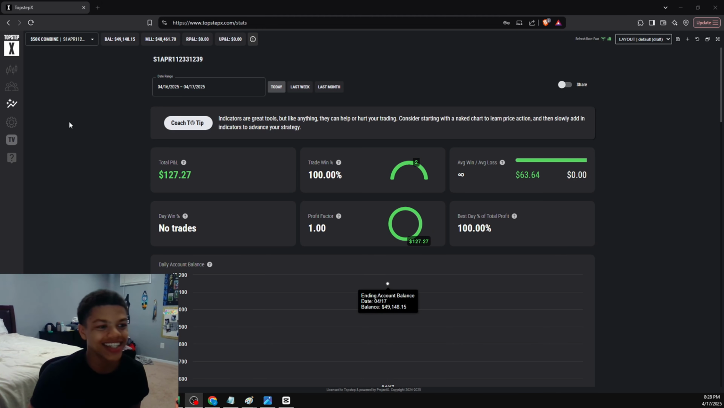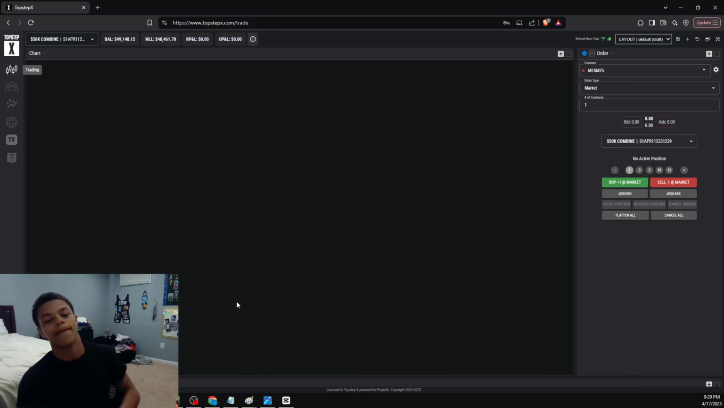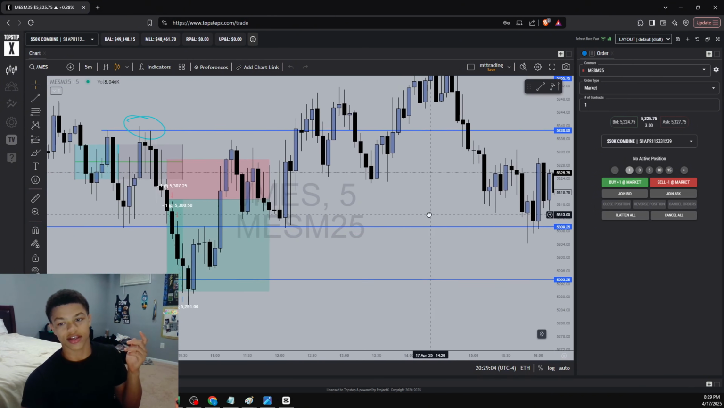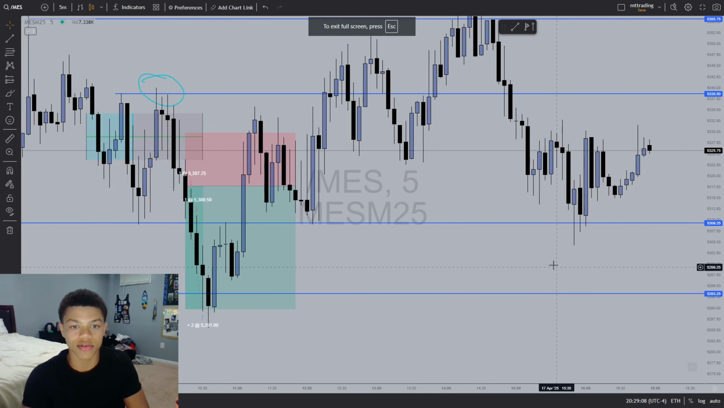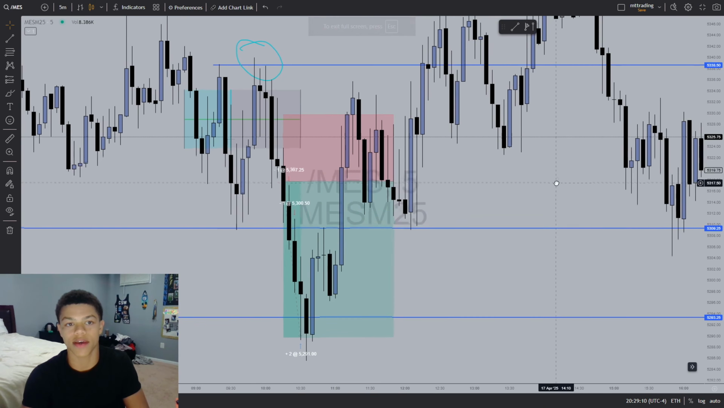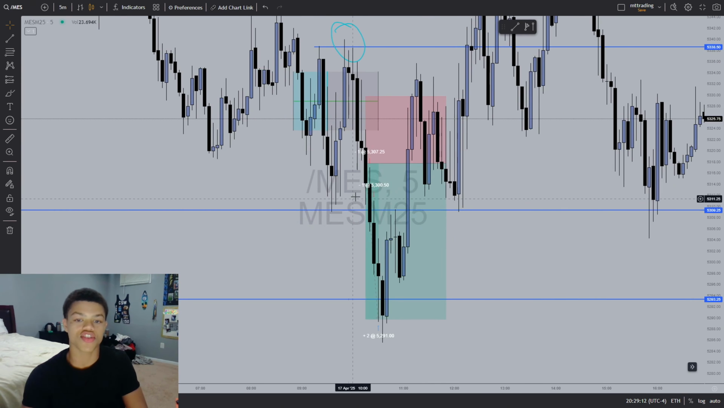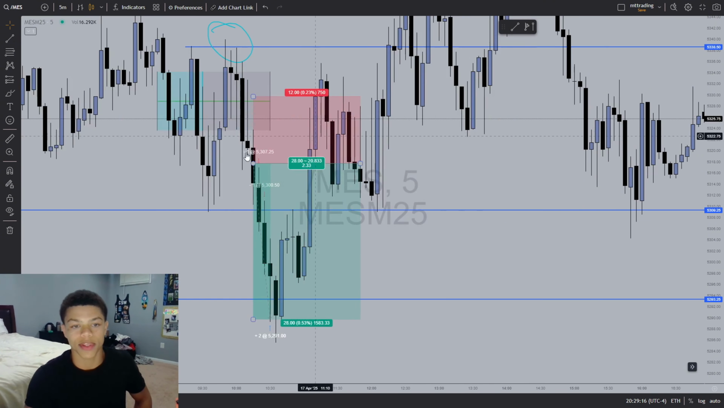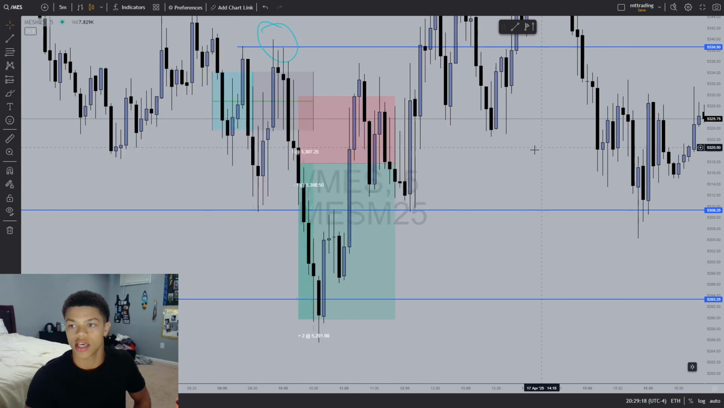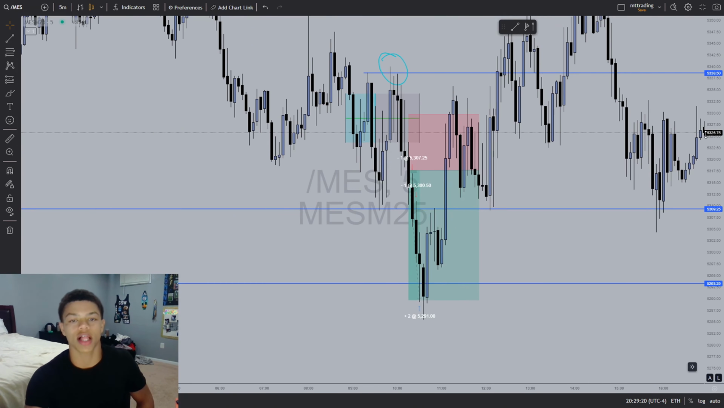Alright, so let's just get into the charts right now. I'll show you guys the executions too. I want to be as transparent as possible. So here's our trade here. It was a nice 2-to-1 risk to reward ratio. Here are my executions. But I was just simply following my model.